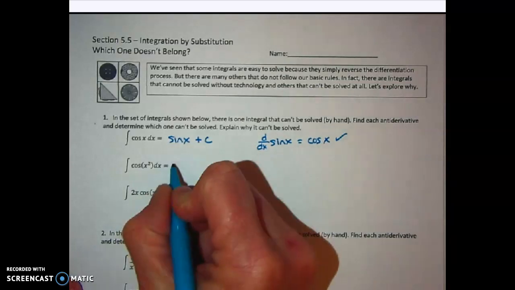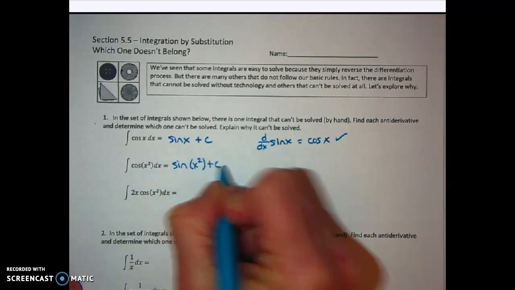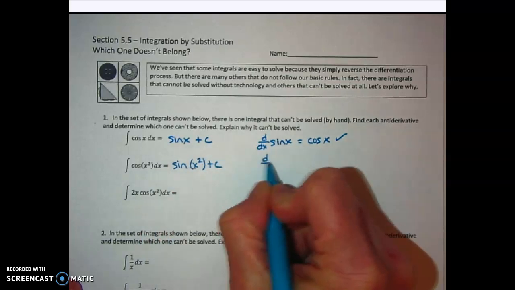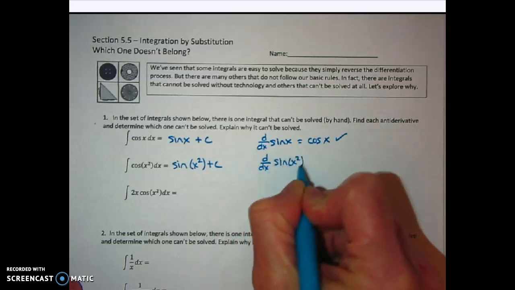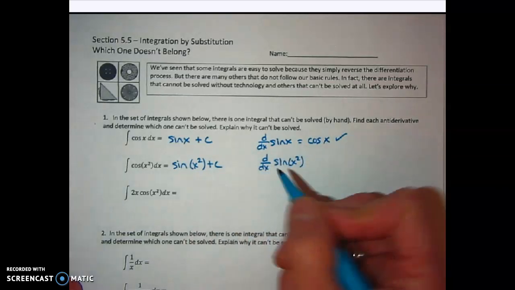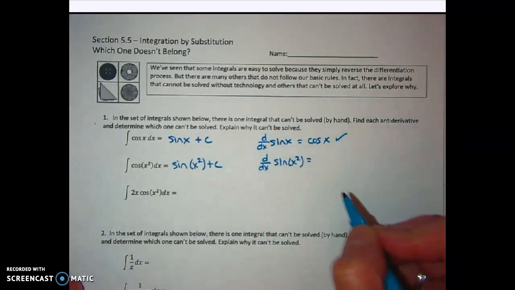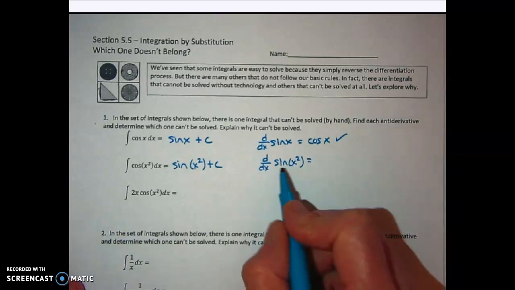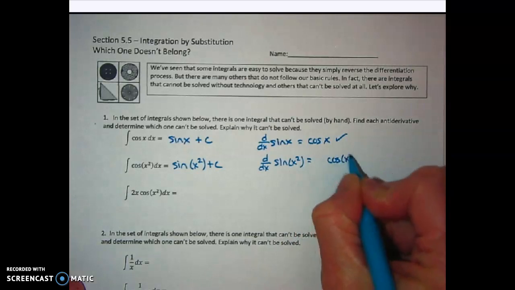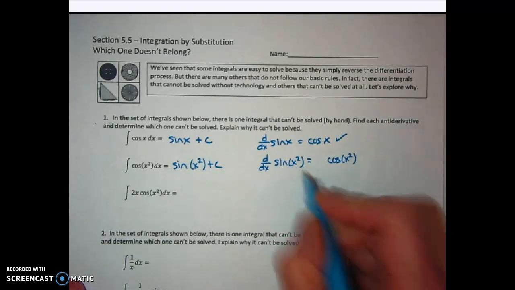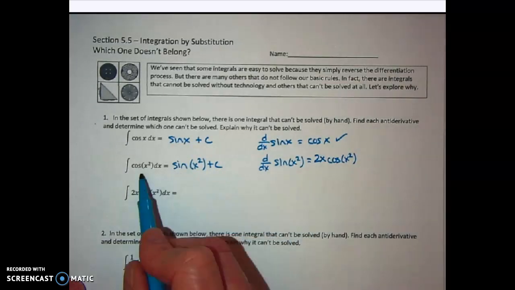So this one must be the sine of x squared plus c. So let's take the derivative of the sine of x squared. And the reason I'm not putting the c here is because the derivative of any constant is just 0. So to take the derivative of the sine of x squared, we're going to have to use the chain rule. So the derivative of the outside, the sine, is going to be the cosine of x squared. And the derivative of the inside of x squared is 2x. But that's not what we have here.